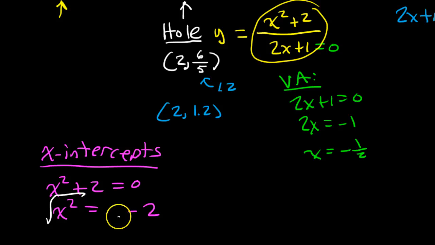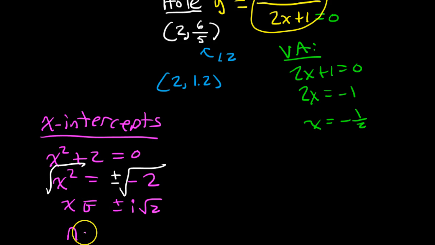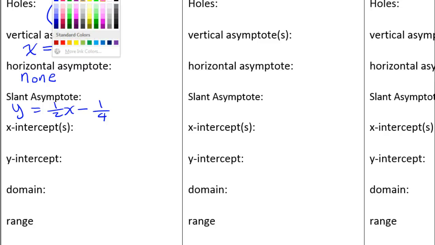However, if I take the square root of both sides, don't forget your plus or minus, notice that you have a negative under this radical. That means we're going to have an imaginary number. So this is plus or minus i radical 2. You can't have imaginary x-intercepts. So because we're getting imaginary numbers, that means there are no x-intercepts. So we're just going to wind up writing none for x-intercepts.